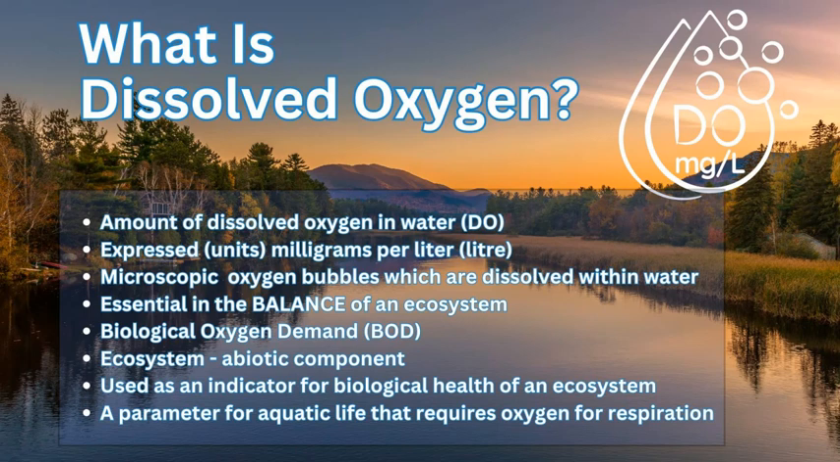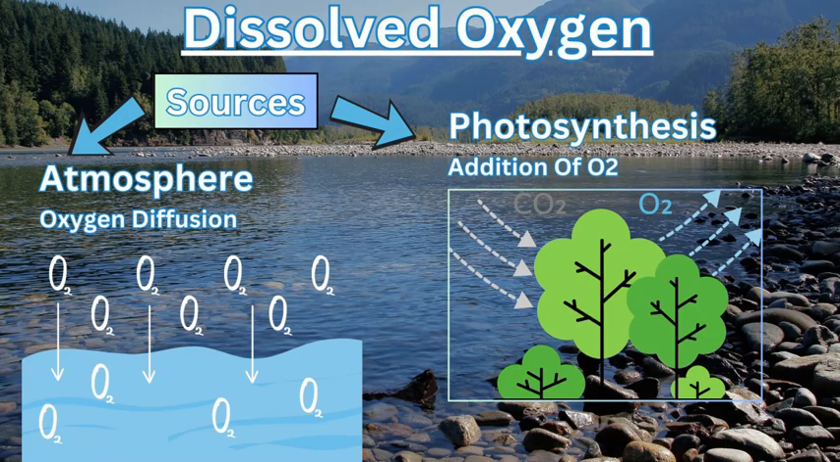And we can study the levels of dissolved oxygen in a body of water to gather information about that ecosystem, about the health of the species, the food webs, the food chains, the energy transfer, and also any changes to that environment. For example, pollution, either point or non-point pollution, and looking at those pollutants that can affect the amount of dissolved oxygen within an ecosystem. Dissolved oxygen is the amount of microscopic oxygen bubbles within a body of water. So the amount in milligrams per liter can fluctuate.